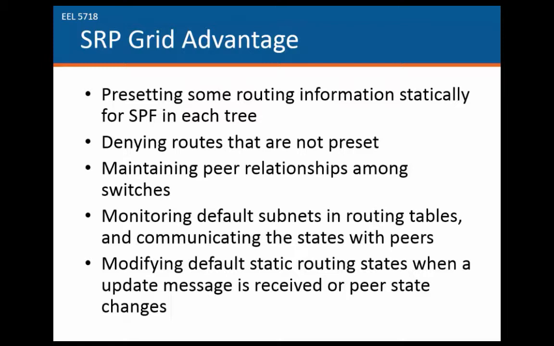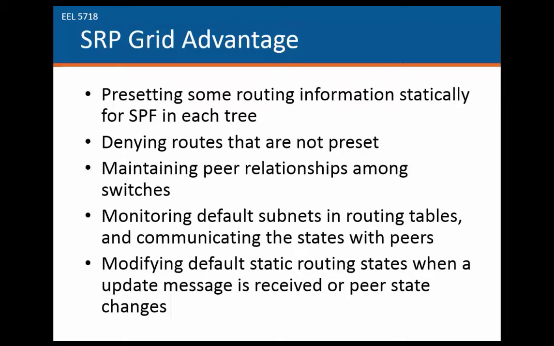Another advantage of grid is that, like I said, it presets the area for the SRP routes, versus a link state database, which grows or shrinks based on the network changing. It denies the routes that aren't preset. It maintains the relationships as any routing database does. It can monitor your subnets and check on the communication with its peers, and it modifies and updates its state as different routing states get changed and go down or other failures occur.